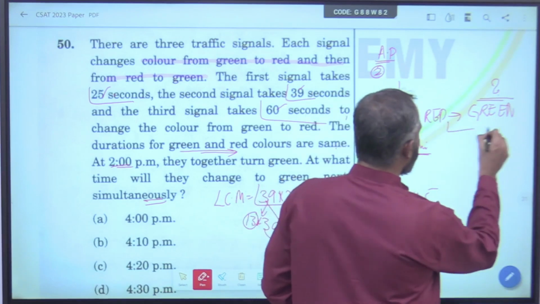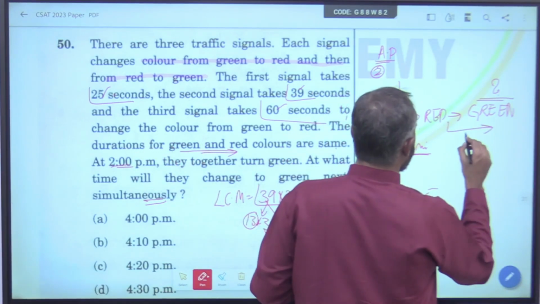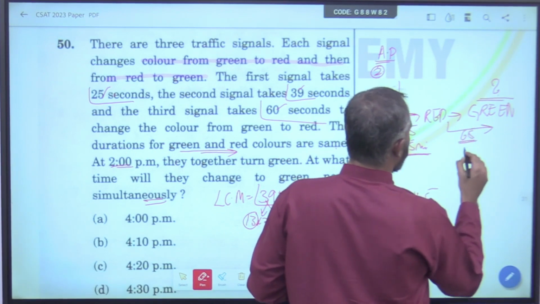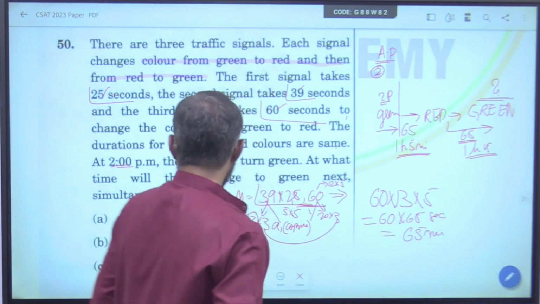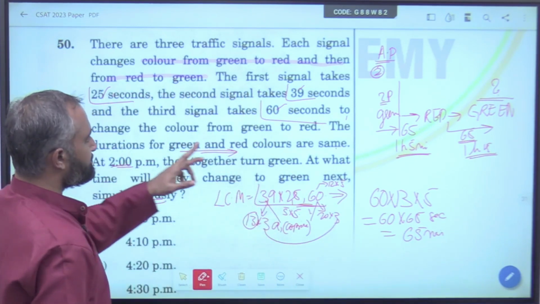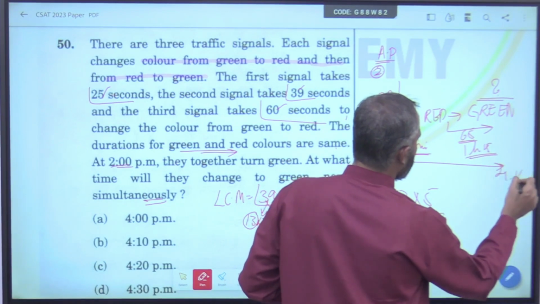And from here to here, since he has already given that it is the same, it will also take 65 minutes or 1 hour 5 minutes. In total, 2 hours 10 minutes. So at 2 it is the same after 2 hours 10 minutes, which is 4 hours 10 minutes.